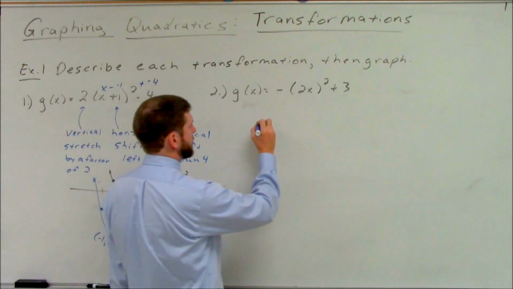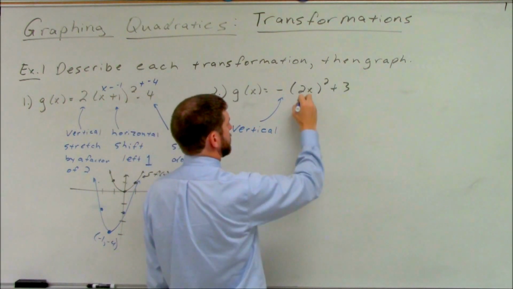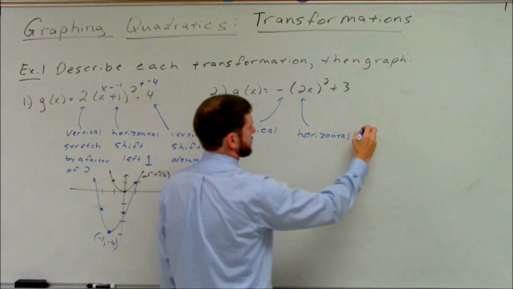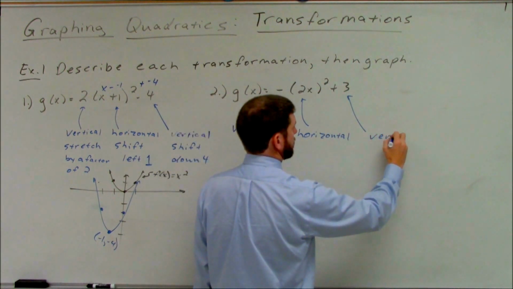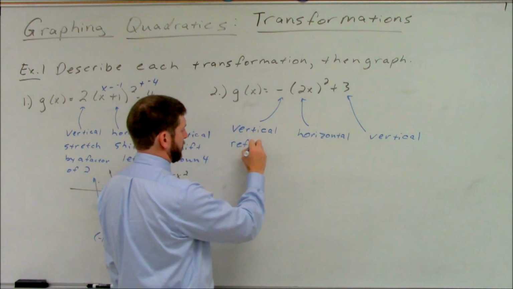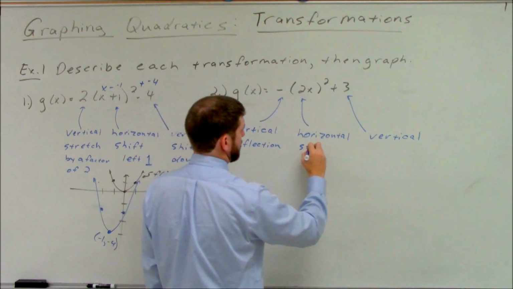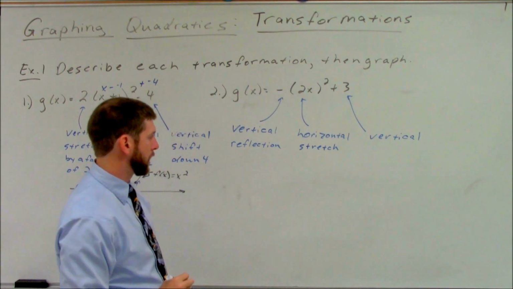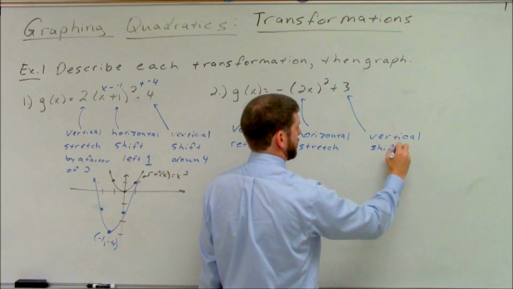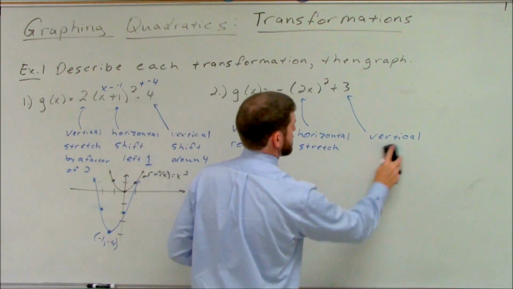So going through, I see this negative sign on the outside of the parentheses. That tells me it's vertical. I see a times 2 on the inside of the parentheses. That tells me that one's horizontal. I see this 3 on the outside. That tells me that one's vertical. Negative we know is a reflection. Multiplication we know is a stretch or compress. We'll kind of decide that one in a second. Vertical, and we're adding it, so we know that that one is a shift or translation, if you want to call it a translation.